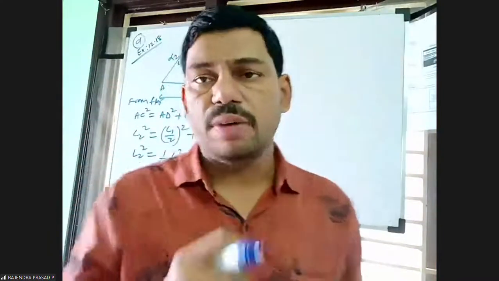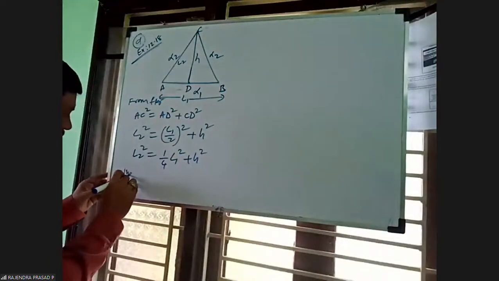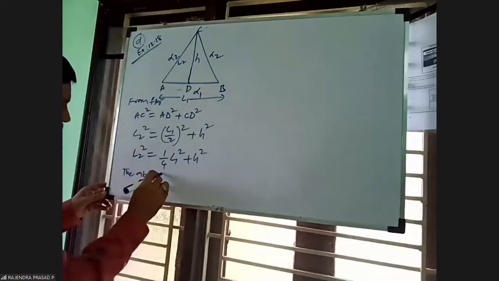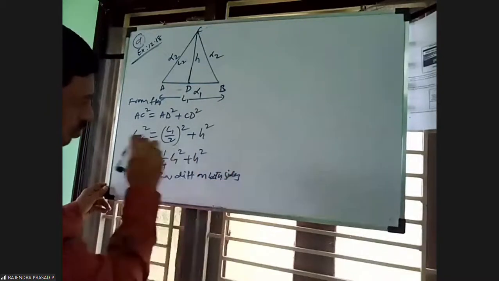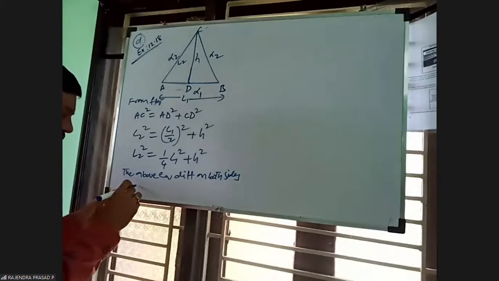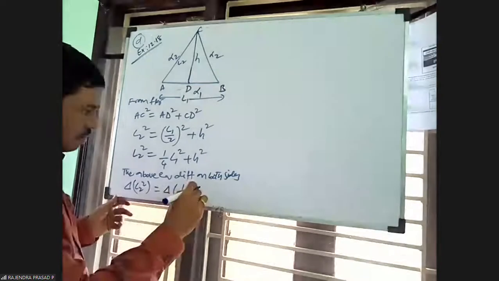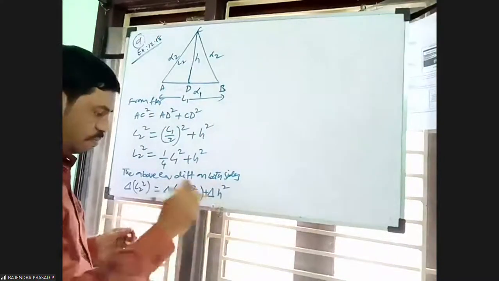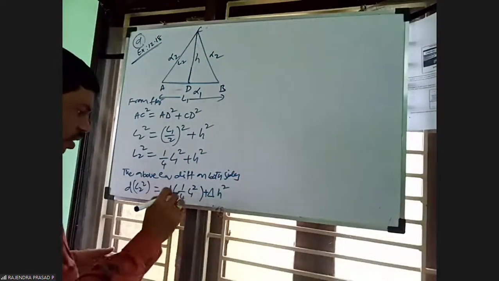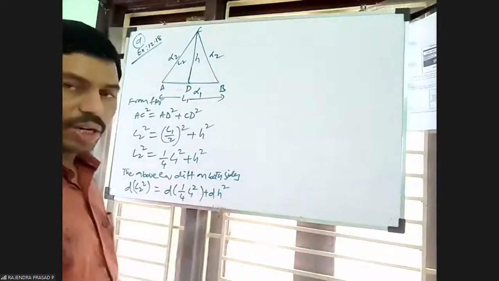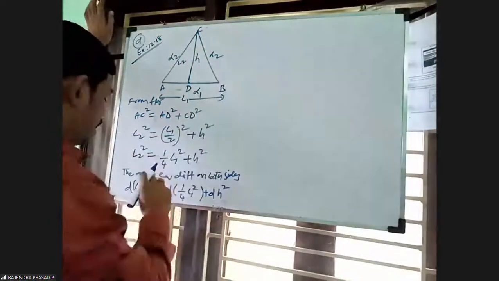Differentiate the above equation on both sides. So D of L2 square equals D of 1 by 4 into L1 square plus D of H square. You can take D or delta, no problem. With respect to time, the DT all cancel. This is the differentiation.